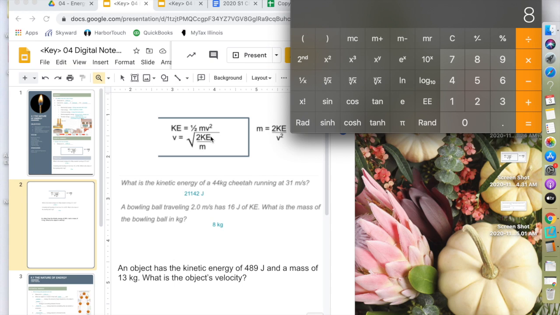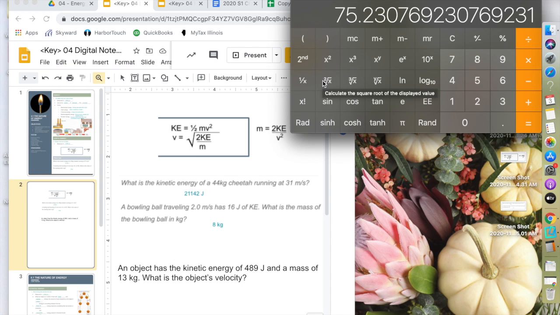Okay, so 2 times the kinetic energy, our kinetic energy is 489. So 489 times 2. Okay, then we're going to divide that by our mass. So our mass is 13, so divided by 13. Okay, and then we need to take the square root of that number. So you should have a square root function on your calculator. So when you click that, our answer is 8.7.